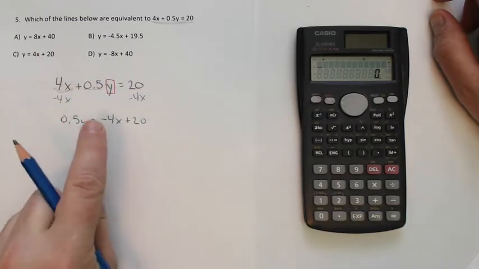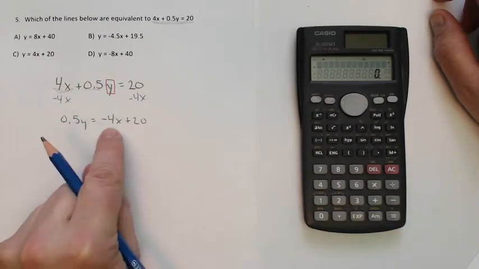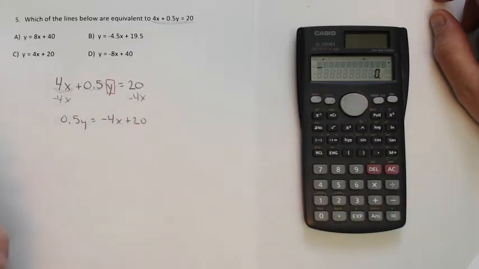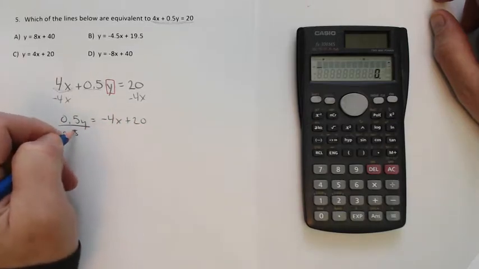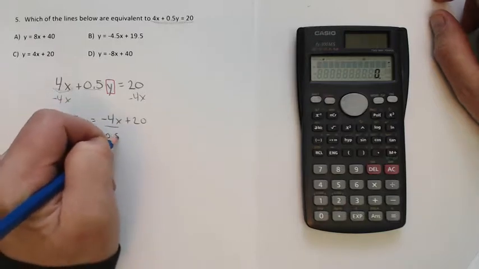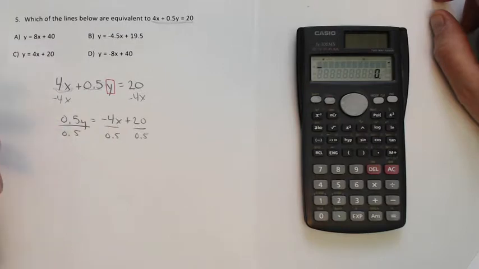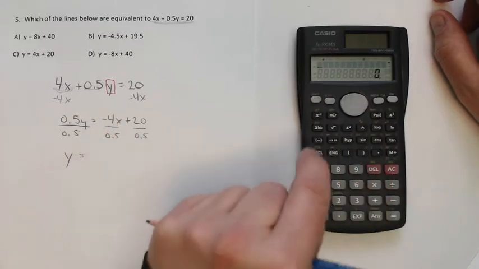Now, you can't simplify these two. That 4x and that 20 are not like terms. They have to stay as is. Last step is divide everything by 0.5. Right, to get rid of that multiplication, we're going to do division, opposite operations. That's going to leave me with y is equal to, now I'm going to do that division there.